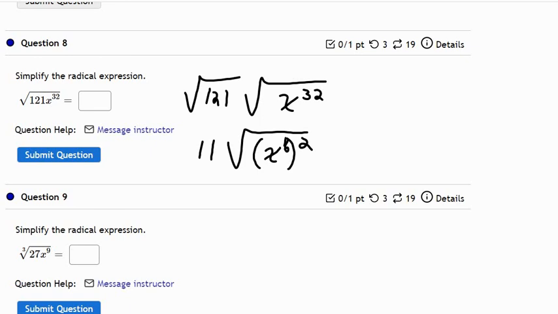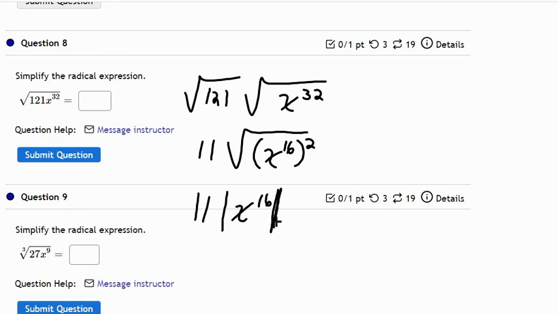And that means I'm taking the square root of x to the 16th squared, in which case the square root and the square will cancel, leaving me 11, but I need the absolute value of x to the 16th power.